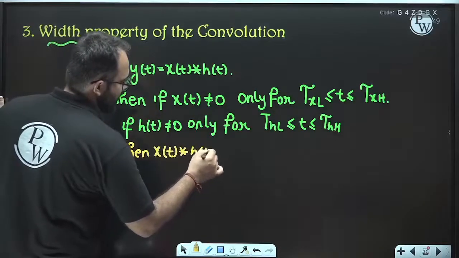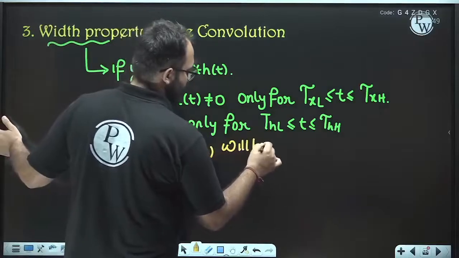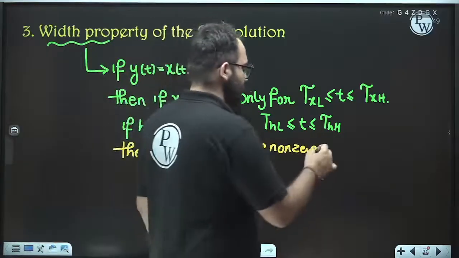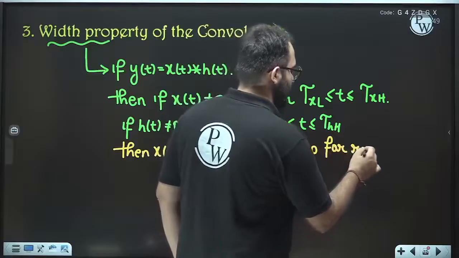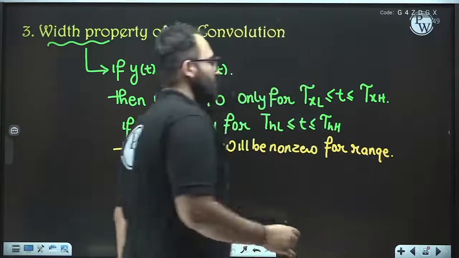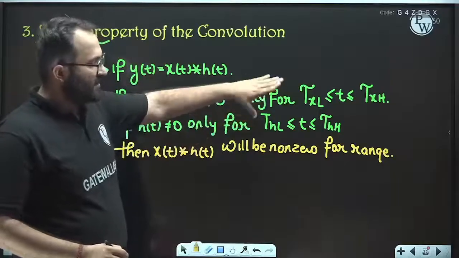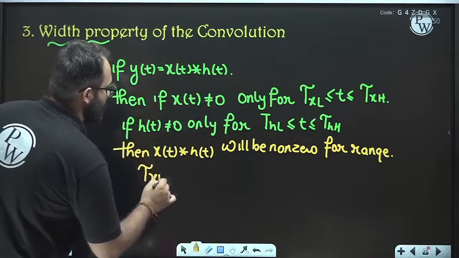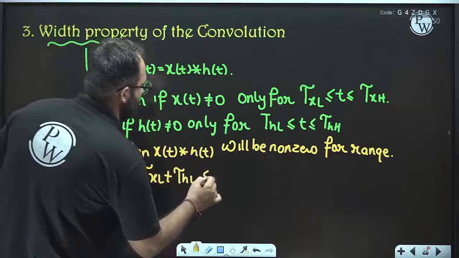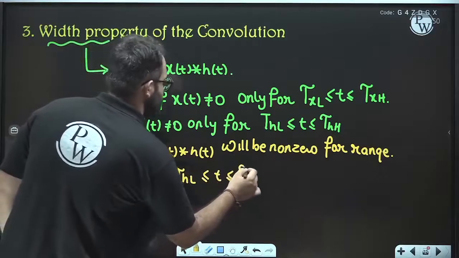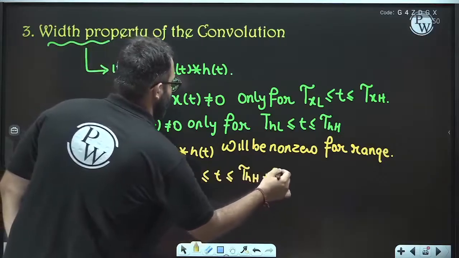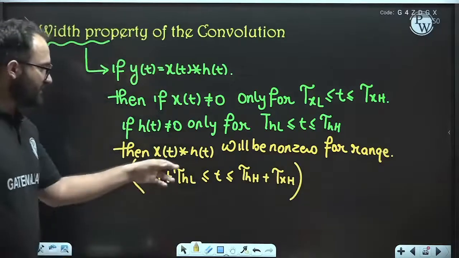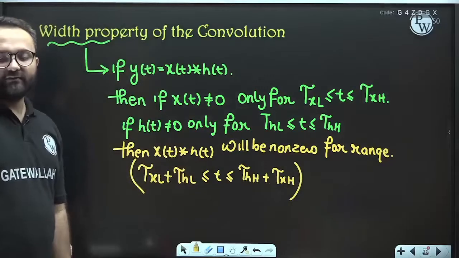x(t) convolved with h(t) will be non-zero for the time range... what will be the time range? Add the lower limits and add the upper limits. So add the lower limits, TXL plus THL, and add the upper limits. So this is the range of y(t) where y(t) will be non-zero.